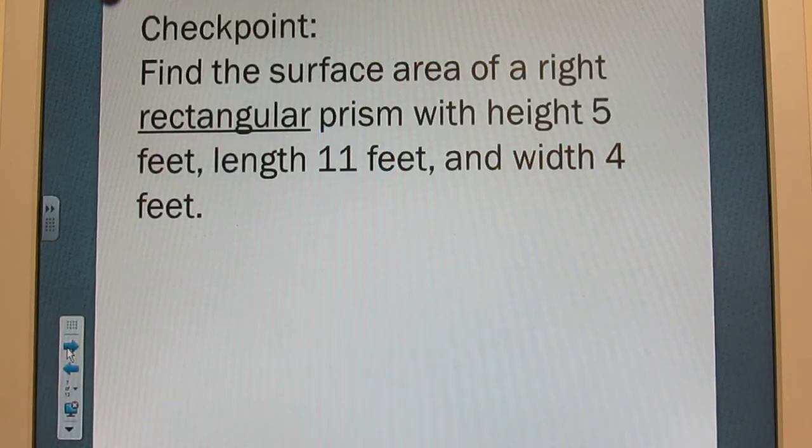So now you need to find the surface area of a right rectangular prism with height 5 feet, length 11 feet, and width 4 feet. Make sure that you draw a model of this picture.